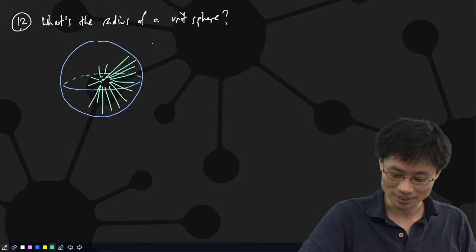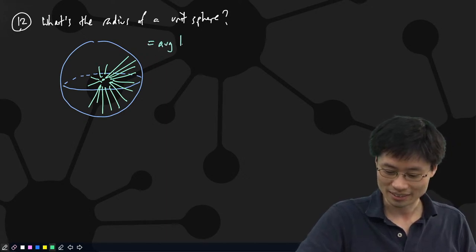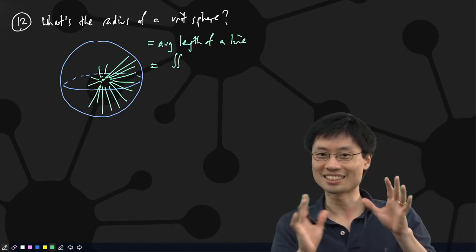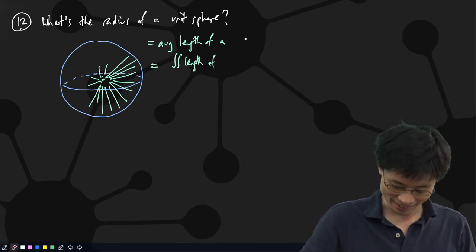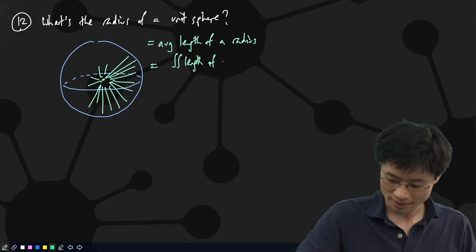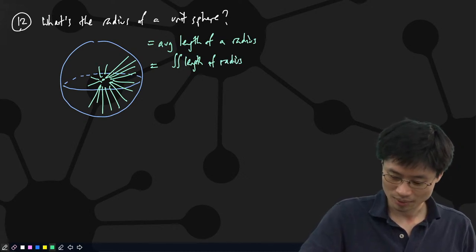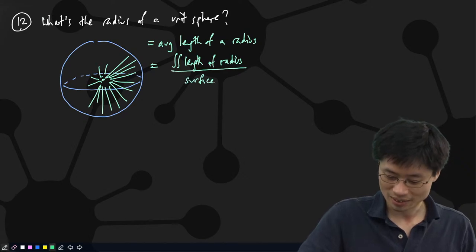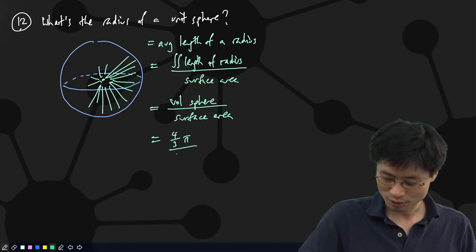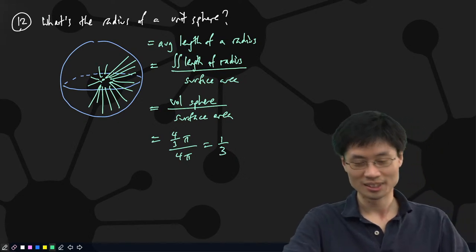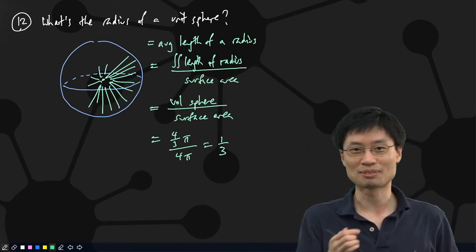And so the radius is just equal to the average length of a line, which we just found out was something like the double integral, right? It's the double integral of the length of a radius divided by the surface area. And that's equal to just the volume of the sphere divided by the surface area, which we just figured out. That was 4/3 pi over 4 pi, which is 1/3. How many people like my proof that the radius of a unit sphere is 1/3?